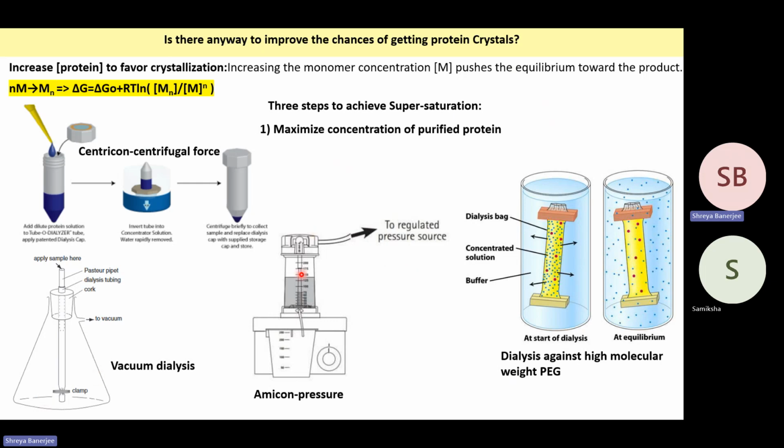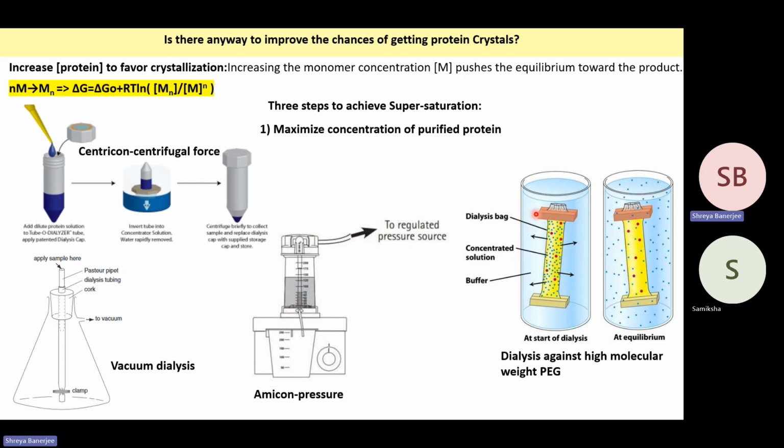This is kind of the opposite. You have the dilute protein solution and you're applying pressure. There is a membrane at the bottom of this tube which allows solvent to pass but will not allow protein to pass. As you increase the pressure that you're applying, more and more of the solvent will be pushed outside the solution. So the solvent is decreasing, meaning that the protein concentration is increasing.